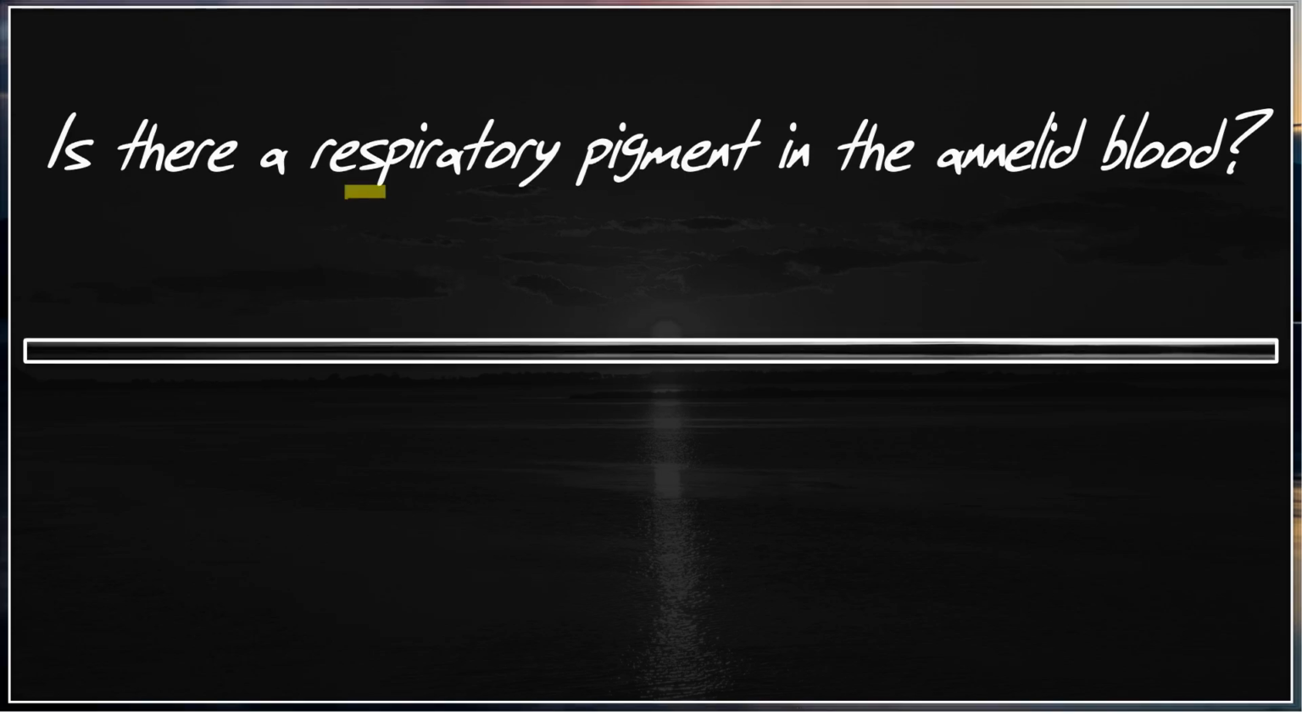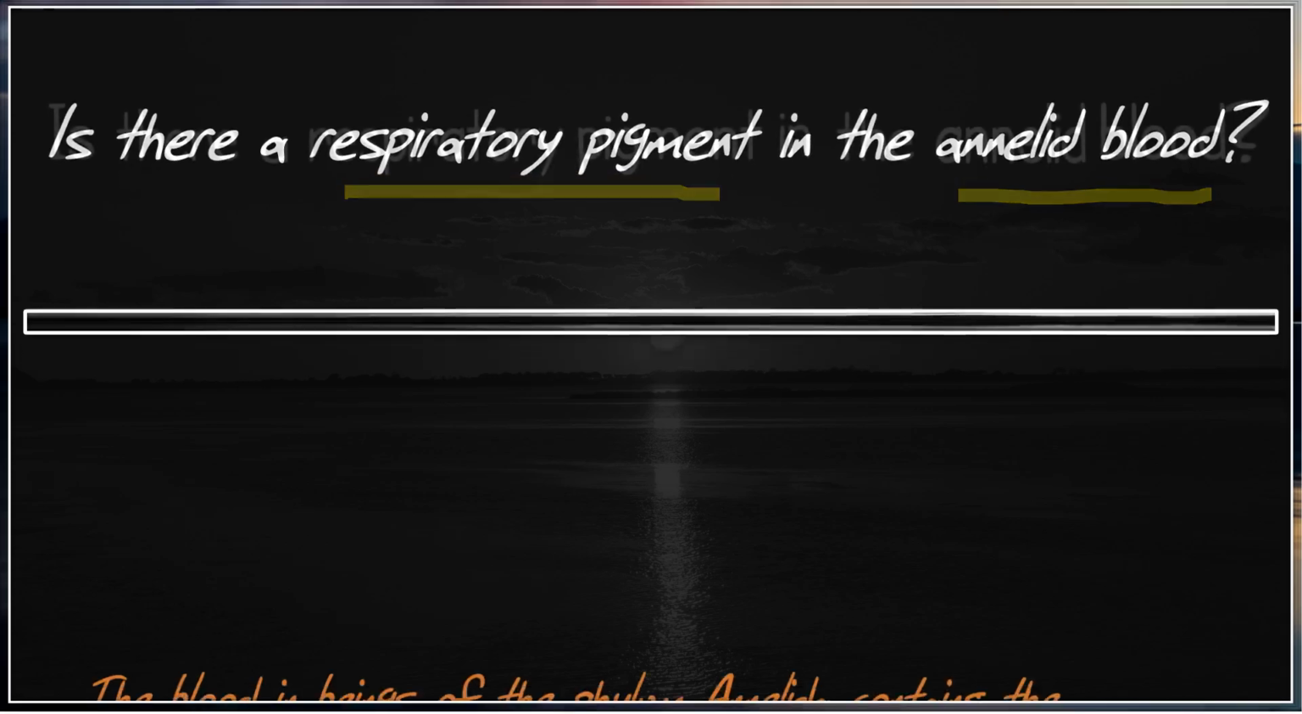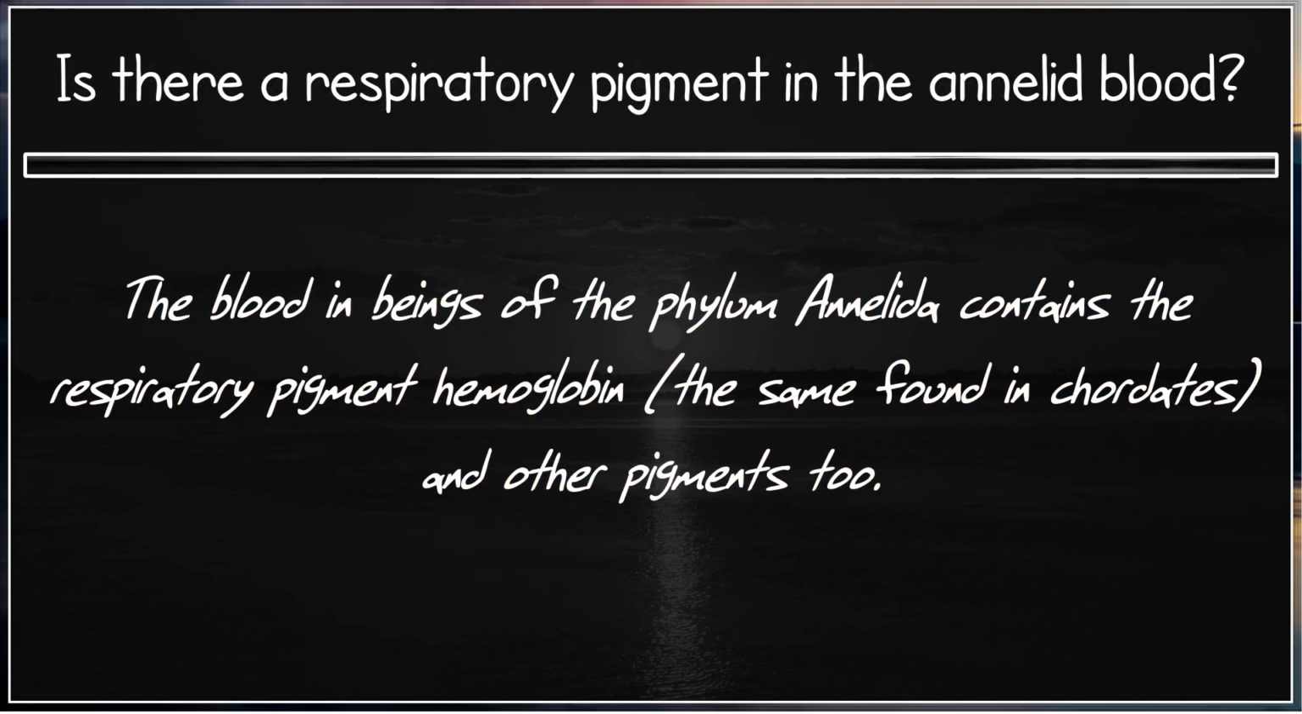Is there a respiratory pigment in the annelid blood? The blood of beings of phylum Annelida contains the respiratory pigment hemoglobin, the same found in chordates, and other pigments too.